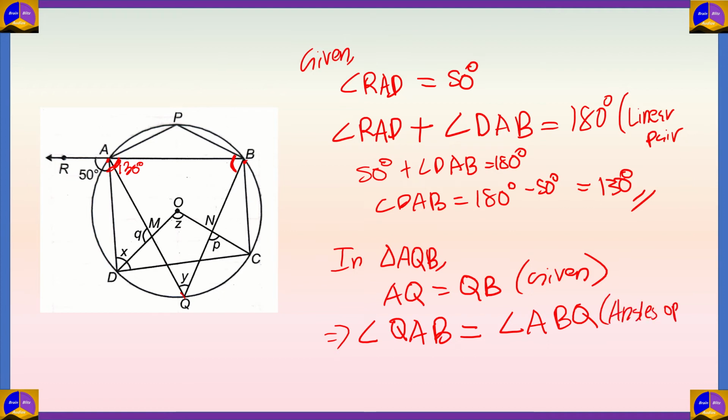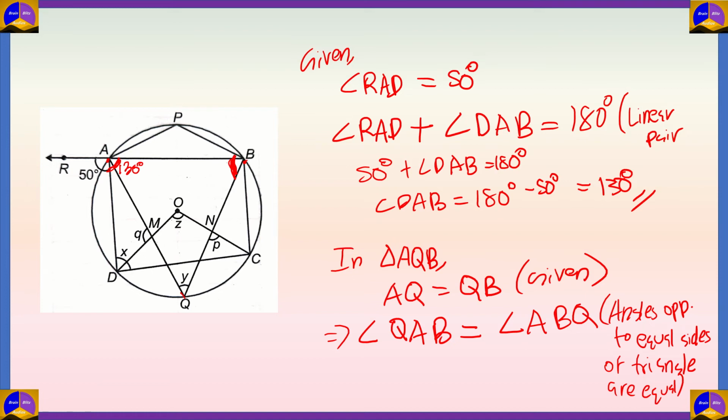So QAB is equal to ABQ, because the reason is angles opposite to equal sides of a triangle are equal. So angle ABQ is opposite to side AQ, and angle QAB is opposite to QB. That's why both of these are equal.